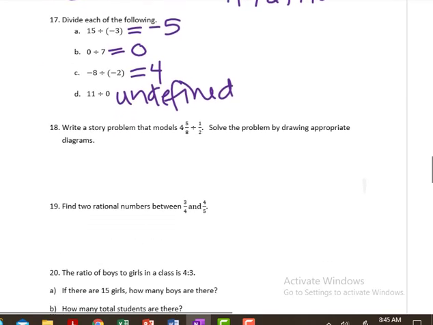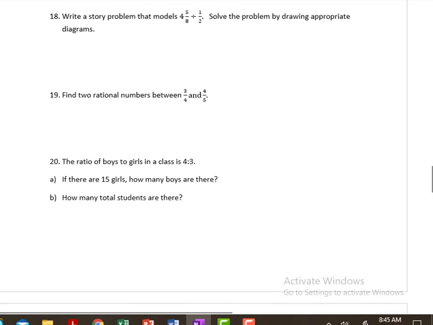Number 18. Write a story problem that models 4 and 5/8 divided by 1/2. Solve the problem by drawing appropriate diagrams. An example of a story problem, and I'm just going to mention it here, would be something like a seamstress has 4 and 5/8 yards of fabric, which she needs to cut into 1/2 yard pieces. How many pieces will she have?